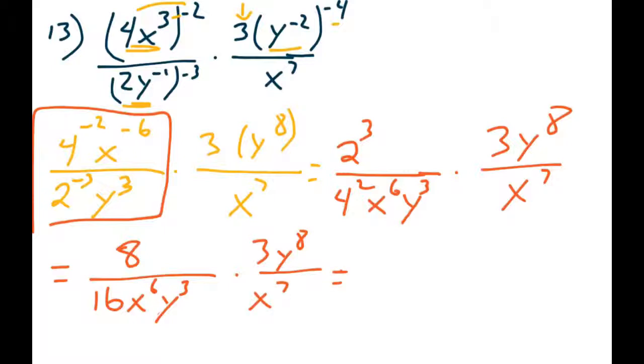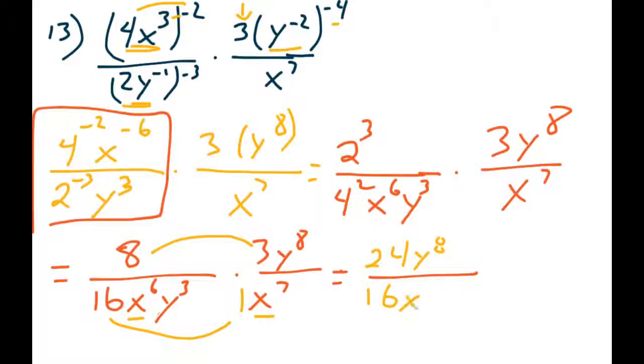Alright, we can multiply across. So we're going to do 8 times 3, 24. And then we have y to the 8th. Down here we have 16 times, there would be a 1 in front of there, 16. We have x to the 6th times x to the 7th, which would be x to the 13th. And then we have just the y to the 3rd. We're getting there.